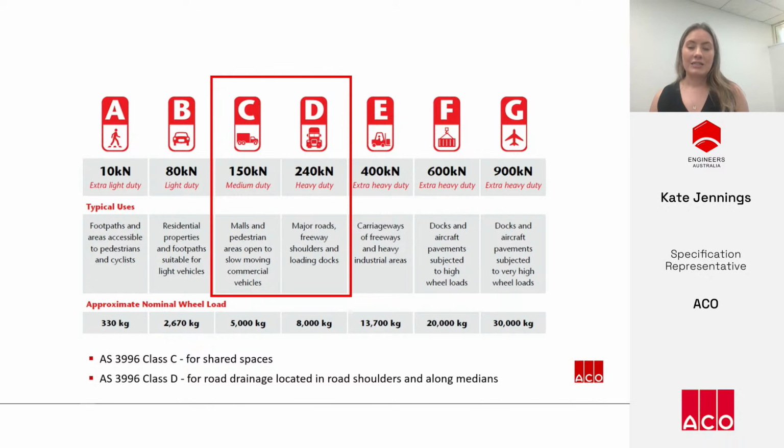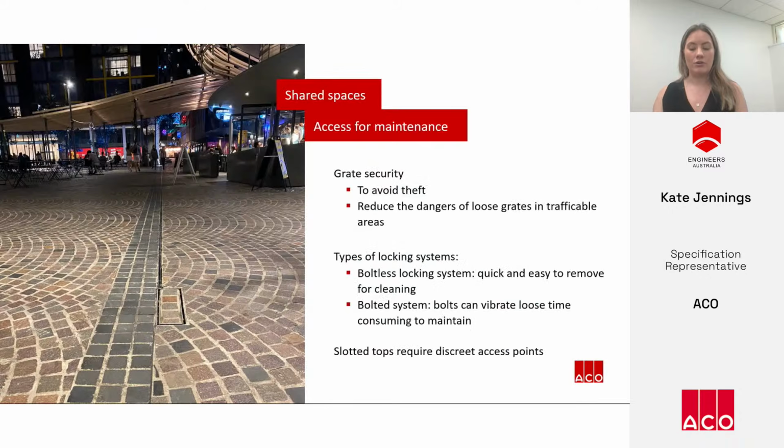AS 3996 classifies various load classes from pedestrian, which is class A, all the way up to aircraft pavements, which is class G. Shared spaces will often fall into the low class C category, as shopping malls and pedestrian areas are open to slow-moving commercial vehicles. Road drainage should be specified as class D for major roads, freeway shoulders and loading docks.